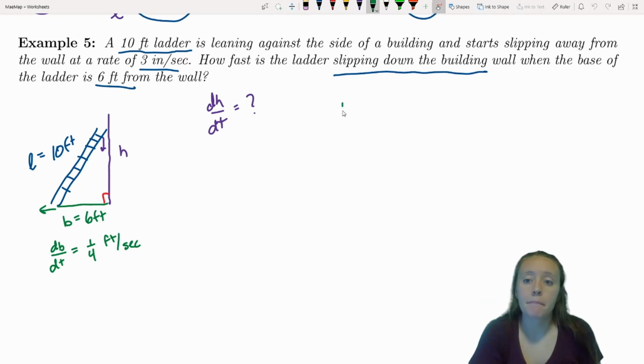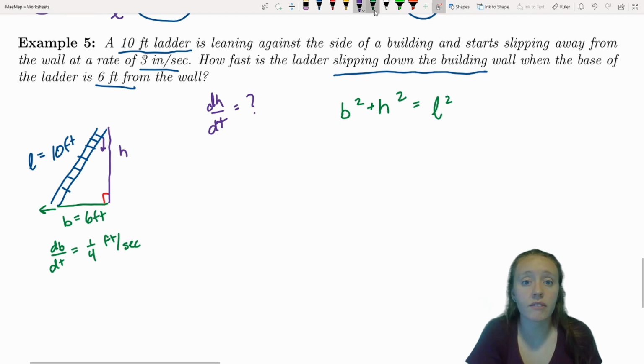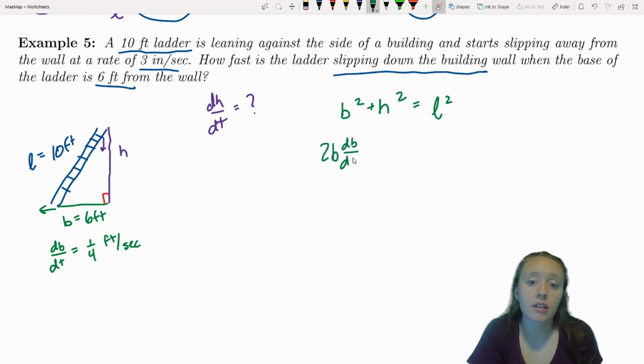So b squared plus h squared is going to equal L squared. My base squared plus my height squared is going to equal L squared. And what I'm trying to find is dh/dt, so let's go ahead and take this derivative now. So I'll have 2b db/dt plus 2h dh/dt equals 2L dL/dt.